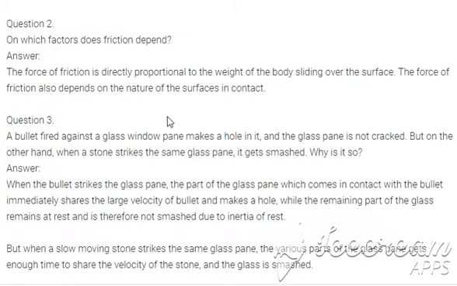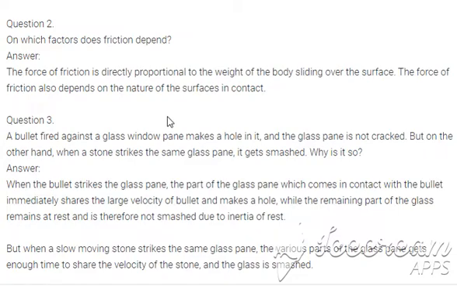Next reasoning question is, a bullet fired against a glass window pane makes a hole in it and the glass pane is not cracked. But on the other hand, when a stone strikes the same glass pane, it gets smashed. This is a very practical thing you have seen in movies also. When a bullet is fired against a glass window, it makes a hole. But if you throw a stone on the glass window, it gets smashed.